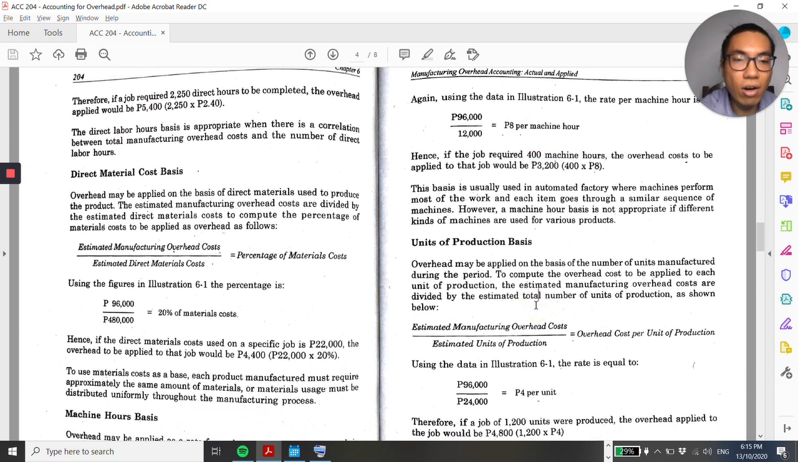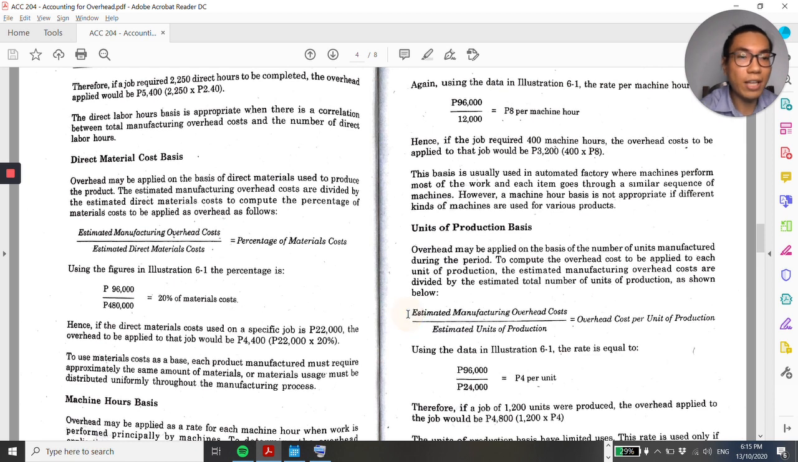And kapag naman based on the output or on the production, yung magiging valuation natin for the predetermined overhead rate, ito yung magiging computation natin for that. So, manufacturing overhead costs divided by the units of production, wherein we could get the overhead costs per unit of production. So, yung rate na mako-compute natin dito, yun yung ita-times natin sa certain output ng isang job for us to compute for the total applied overhead costs.